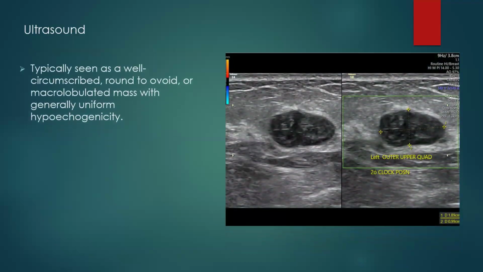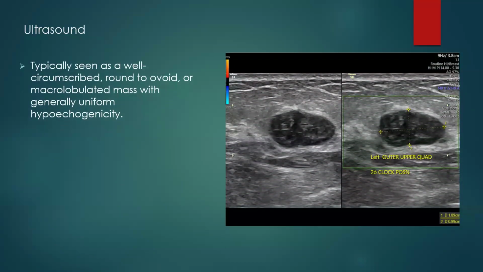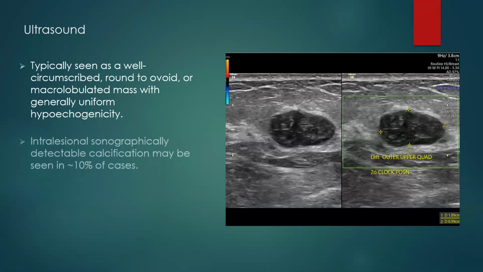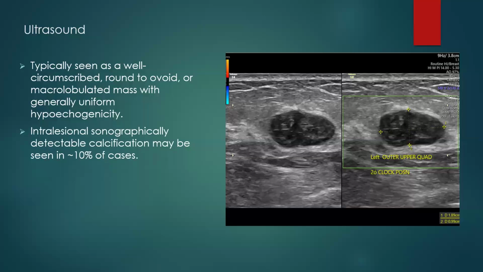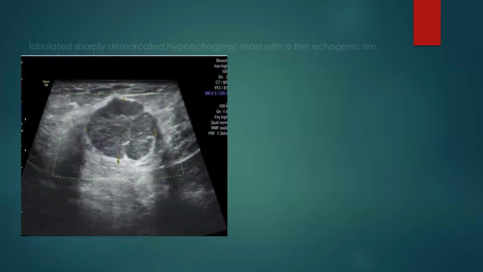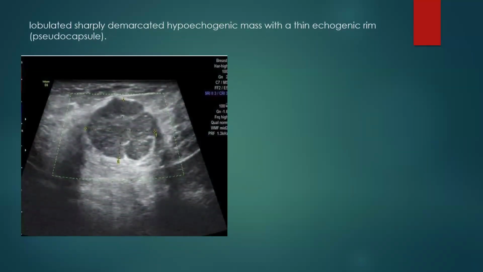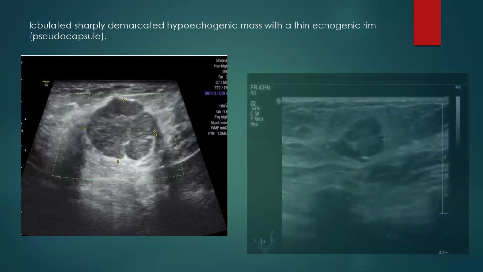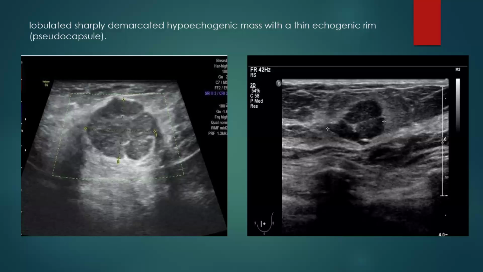In ultrasound, typically, they are seen as well circumscribed, round, oval or macrolobulated masses with generally uniform hypoechogenicity. Intralesional sonographically detectable calcification may be seen in around 10% of the cases. Sometimes a thin echogenic rim or pseudocapsule may be seen. And this is another ultrasound showing a lobulated, sharply demarcated hypoechoic mass with a thin echogenic rim or pseudocapsule with posterior acoustic enhancement.